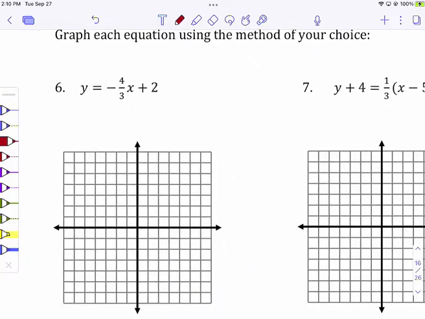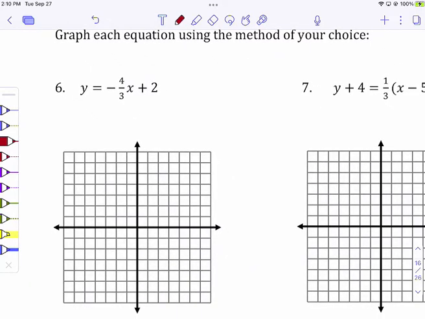Why don't you try to go a little bit ahead of me and graph this one? It says by the method of your choice, but the only method that you would ever pick on number 6 is y equals mx plus b. You would never do point slope on something that's not in point slope form.